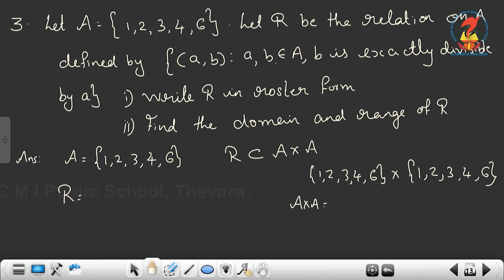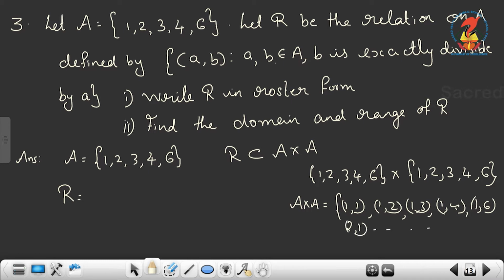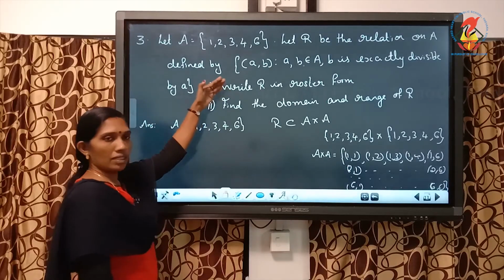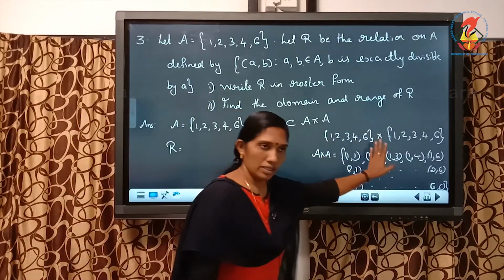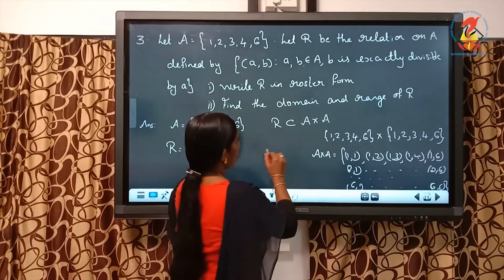A cross A means (1,1), (1,2), (1,3), (1,4), (1,6). This is the first row. Now the next row: (2,1), (2,2), like that up to (2,6), and like that (6,1) up to (6,6). Those who find it difficult to find this relation, you write on this side what is A cross A.